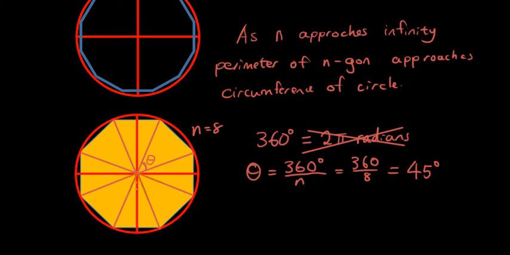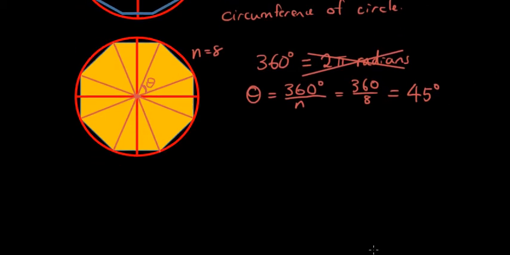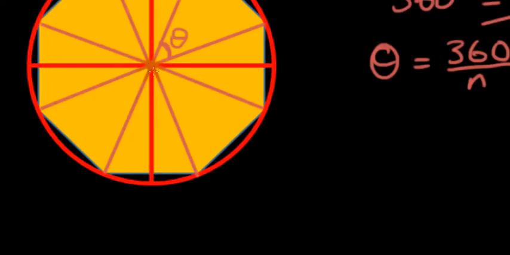So how does finding theta help us? Well, I'm now going to focus on one of the triangles, this particular triangle here. What I'm going to do is divide this triangle into half using the red line. So here's where the red line comes in. I've divided this triangle into half using the red line, and what happens is this triangle now forms a right angle triangle.